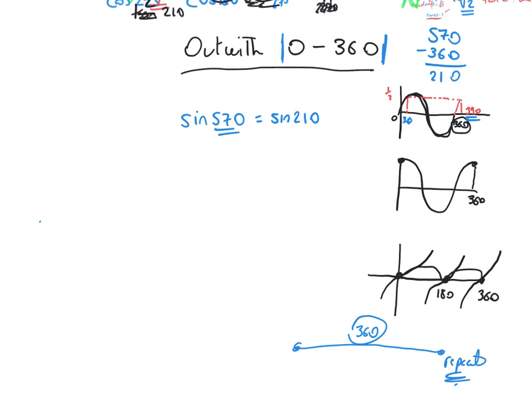As soon as I get to sine 210, I can then go through the process of the CAST diagram: 0, 90, 180, 270, 360, 210. We're in the tan quadrant, sine is negative in the tan quadrant, and my acute angle is 30 degrees. Minus sine 30, and that's minus 1/2. Let's try another one.